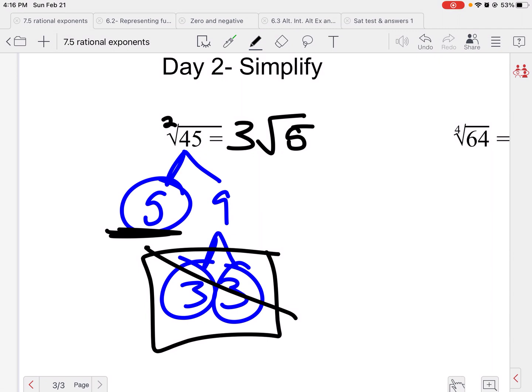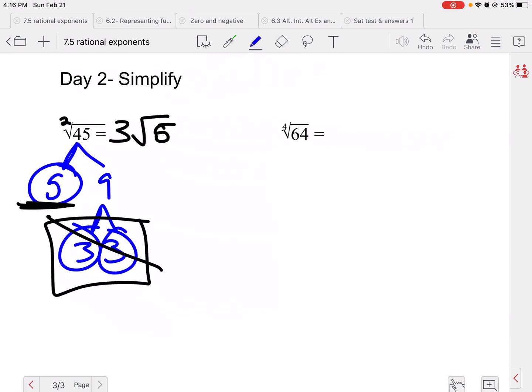And if you want to test me, you can type in your calculator square root of 45 and look at the long decimal, and then type 3 times the square root of 5, and you'll get the same long decimal. This can make things a lot easier to simplify when you get later on in your math career. All right, let's look at the next one here.